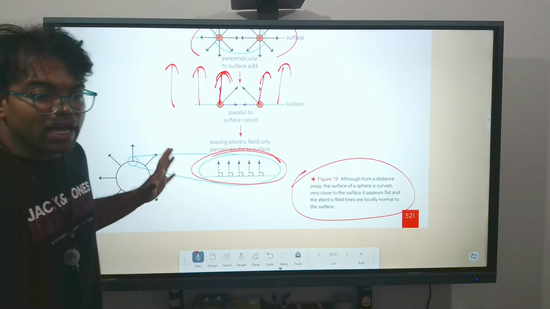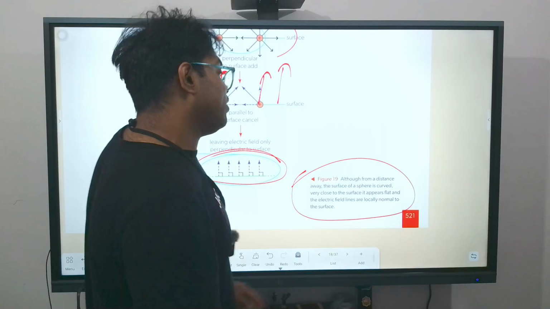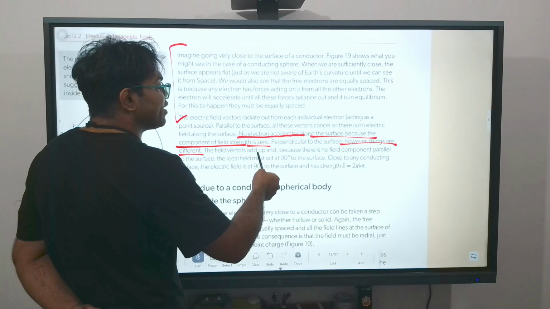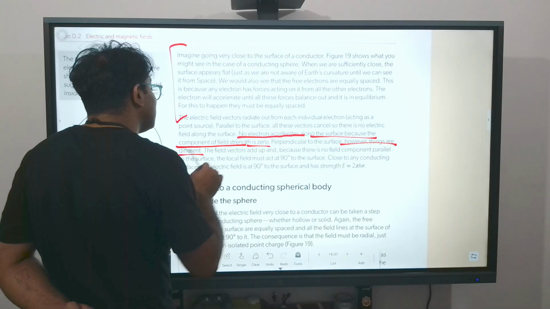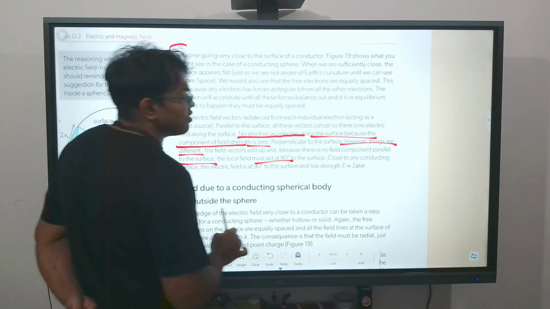So what ends up happening? All these field lines will add up. They are in the same direction. They will add up. The field vectors add up because there is no field component parallel to the surface. The local field must act 90 degrees to the surface.